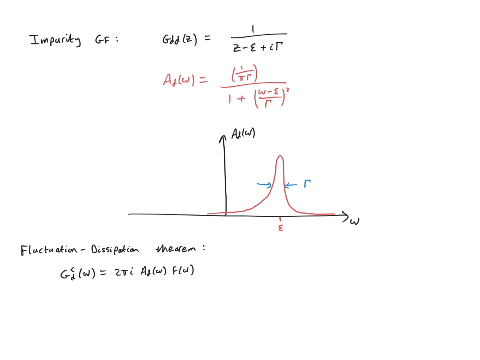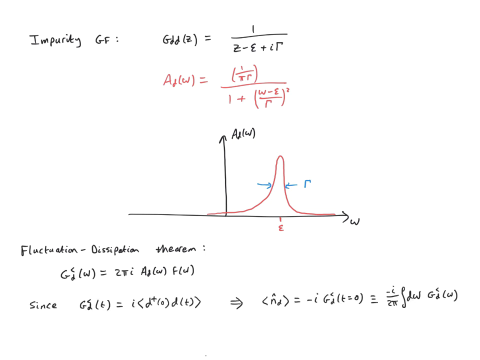Finally, let's consider again the famous fluctuation dissipation theorem as applied to this impurity problem. Now that we've worked out the spectral function in the real frequency domain, A_d of omega, we can now determine the lesser Green's function, G lesser d of omega. Here, the f of omega is the usual Fermi function. Since G lesser d of t is defined as i times the thermal expectation value of d dagger evaluated at time 0 and d evaluated at time t, we can then work out the expectation value of the occupation of our impurity level. This is the expectation value of n_d, which is simply minus i times the zero time value of our lesser Green's function.